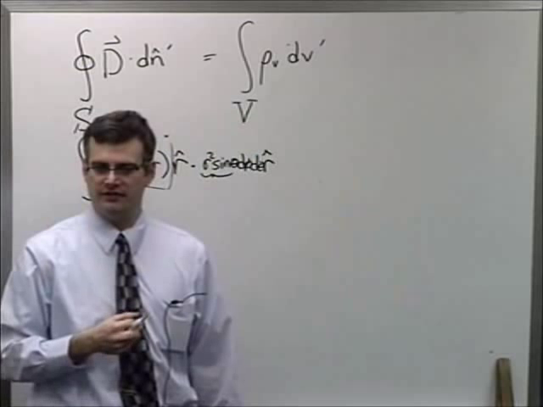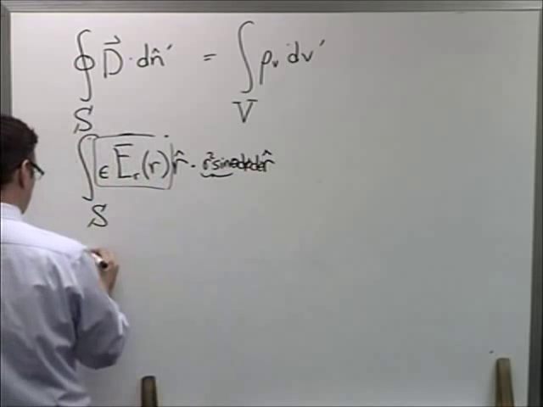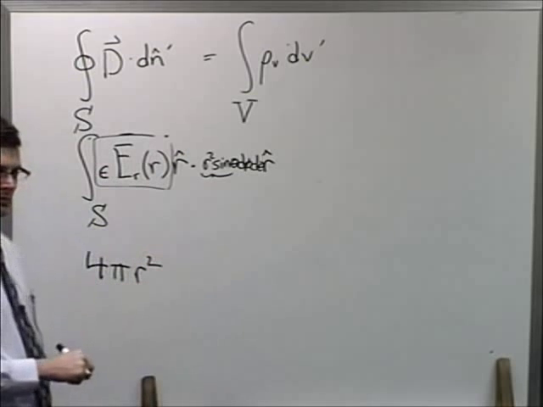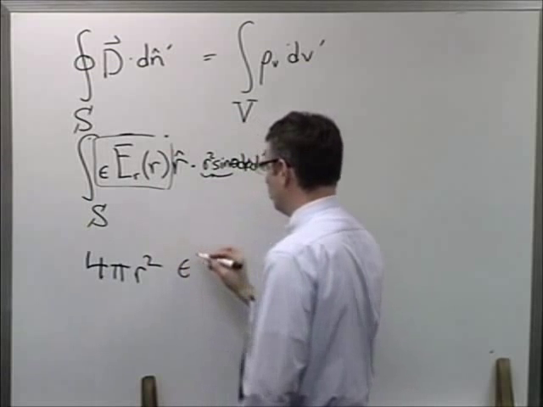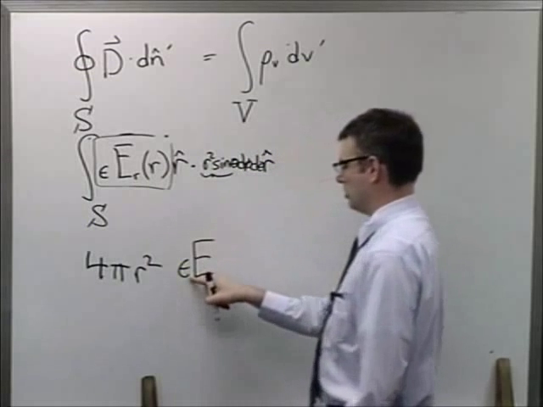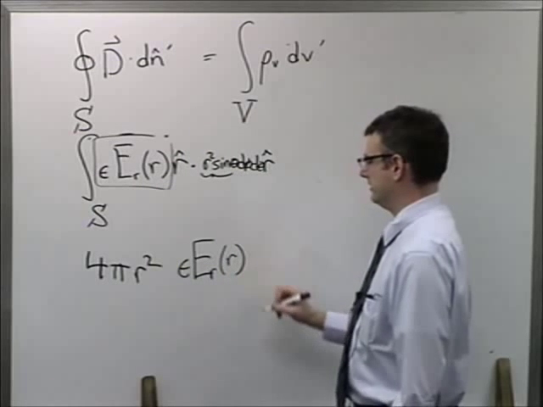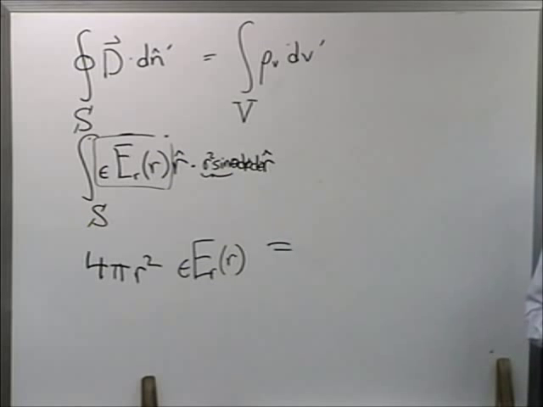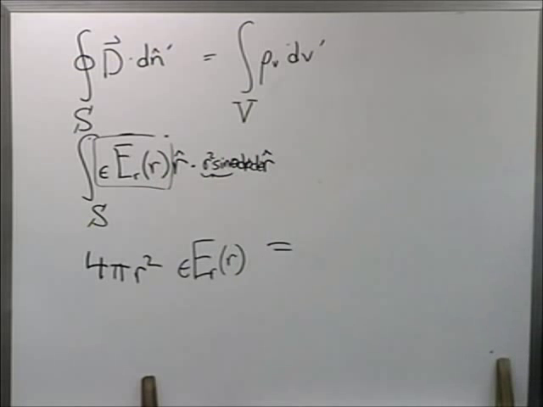What's the surface area of the sphere of radius r? 4 pi r squared. That's right. We just use geometry. Geometry is always easier than calculus. That's the surface area in meters squared. This is my flux density in coulombs per meter squared: permittivity times E sub r as a function of r. And voila, I'm done. I didn't have to integrate anything. And I can do that because this is all uniform, doesn't depend on phi and theta.